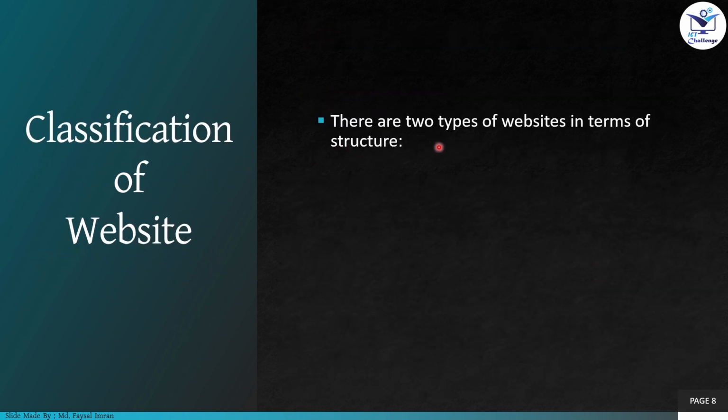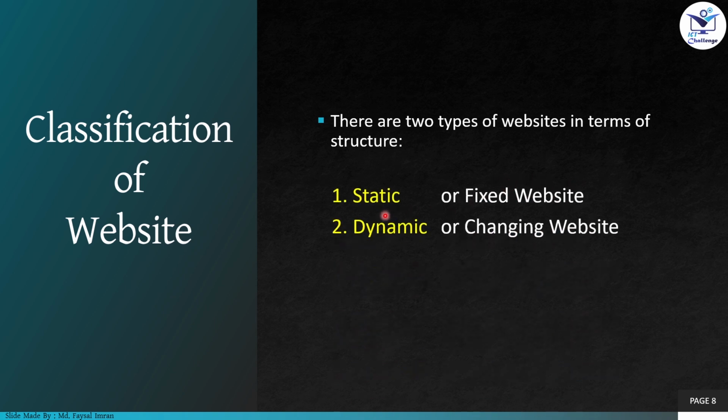Okay, so there are two types of website structure available here. One of them is static or fixed website, and another one is dynamic or changing website. That means if you create a static website, those websites are known as a fixed website. That means you can't change those data easily. And if you create a dynamic website, that means you can change those data easily, or those data can be changed by this website's user. Okay, so these two types of website are available here.